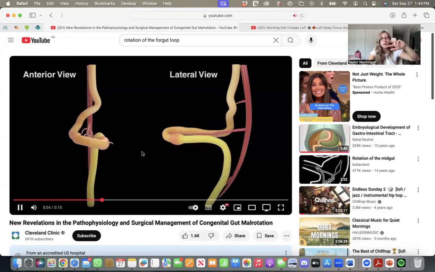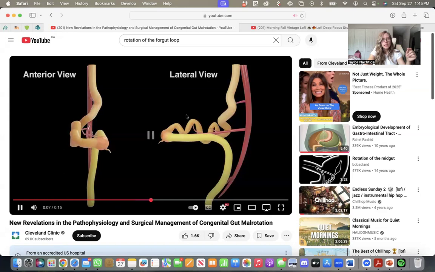And then we're going to see the first 90-degree rotation. At this point, you'll see this little outpouch in here. This is going to become the appendix and the cecum.